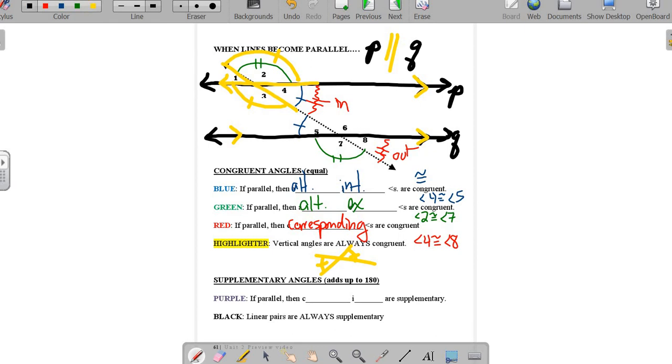Now, when lines are parallel, consecutive interior angles are supplementary, which means they add up to 180. An example of consecutive interior angles would be 3 and 5. Angles 3 and 5 would be considered consecutive interior. They are not equal, but they do add up to 180.